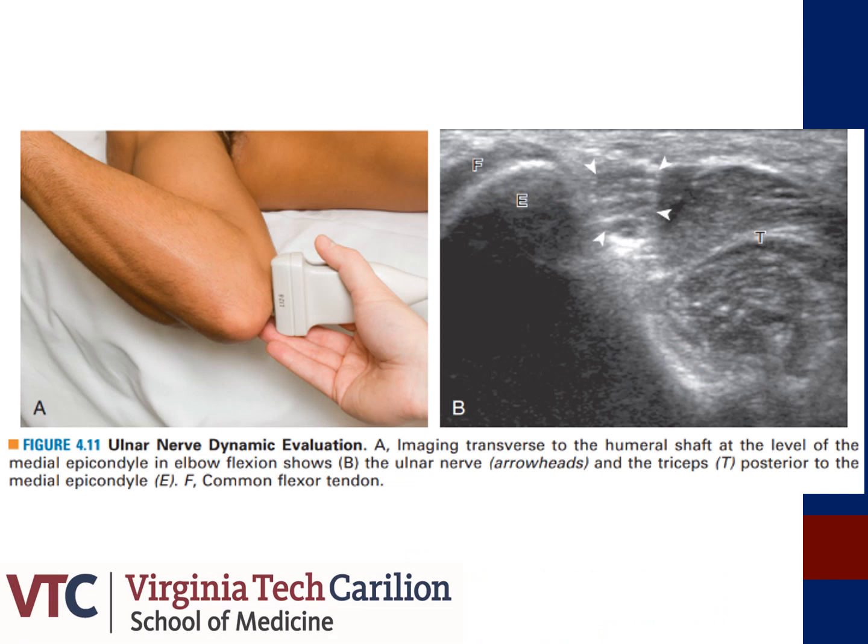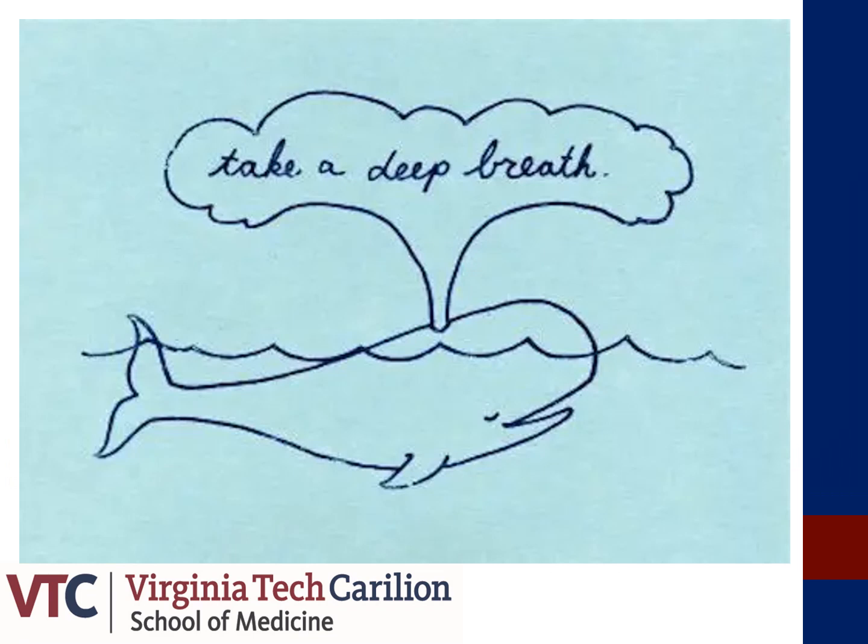Here is a dynamic evaluation of the ulnar nerve, which allows you to determine whether your nerve is subluxing over the medial epicondyle during range of motion. We're slowly making progress. There is a lot of information that can be obtained with the ultrasound. This will not be a complete review; however, it should give a representation of the power of ultrasound and how it is becoming increasingly incorporated in orthopedic practices.